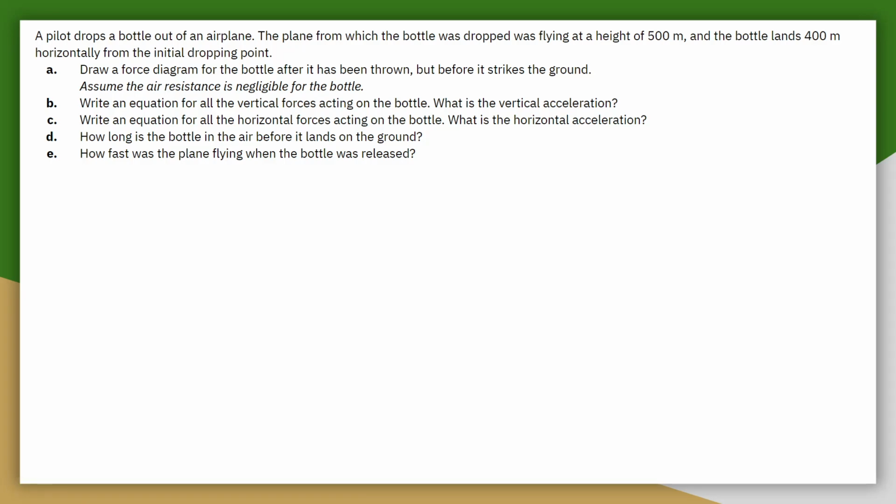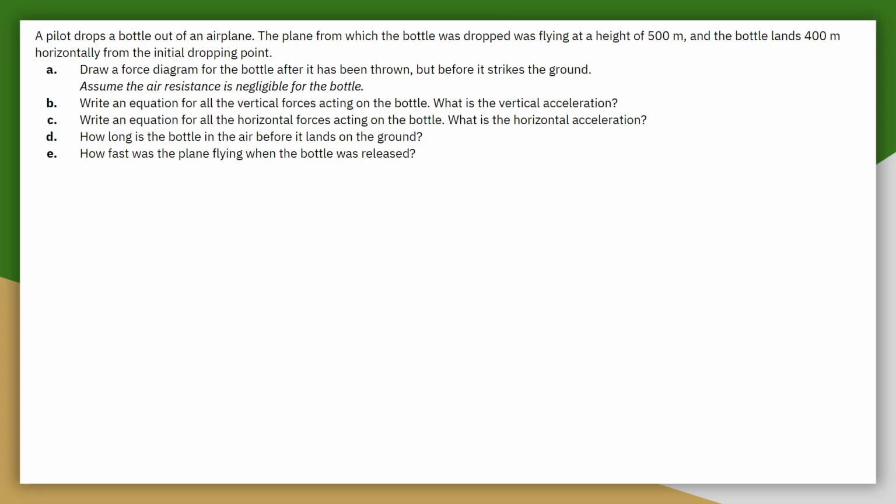A pilot drops a bottle out of an airplane. The plane from which the bottle was dropped was flying at a height of 500 meters, and the bottle lands 400 meters horizontally from the initial dropping point. There are 5 parts to this problem.